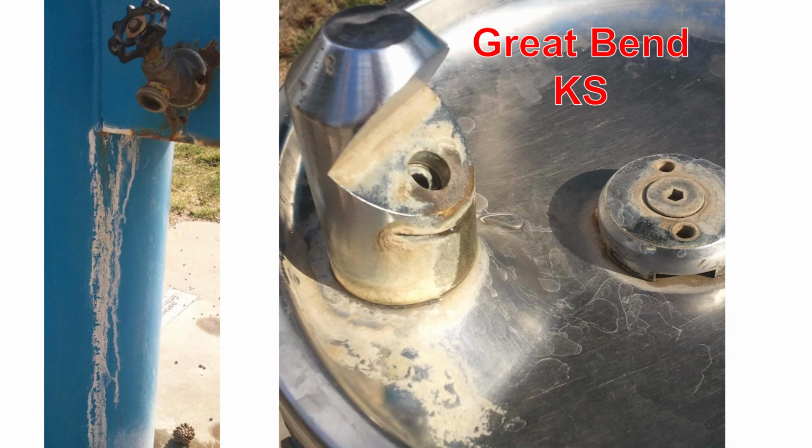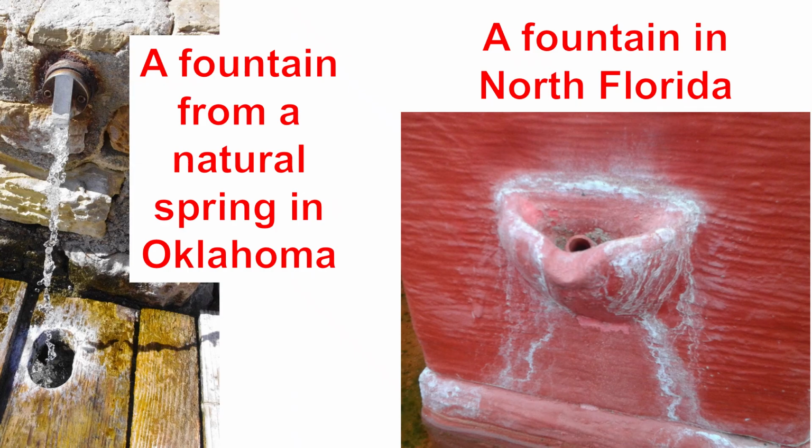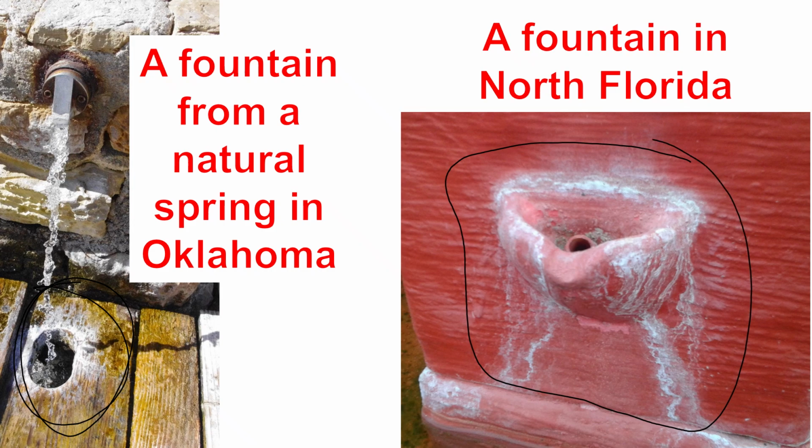Take a look at this Great Bend, Kansas drinking fountain. This is a place where they get most of their drinking water from the ground, and from the spigot there, you see the residue that gets left behind because of all the minerals in the water. Here's a fountain from a spring in Oklahoma, and you can see down there at the bottom all the residue. In Florida, all that white is minerals that were in the water when the fountain was in operation.